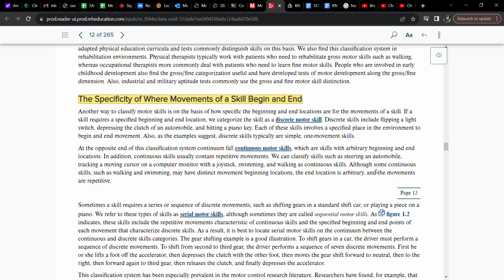Next is the specificity of where movements of a skill begin and end. This was the difference between continuous and discrete. Continuous being walking, because you can start it whenever and end it whenever, versus discrete, where I have to start this a very particular way and it has to end at a very particular moment, like throwing. So that's again how you can start to use that scale. One dimension, black or white, discrete versus continuous.